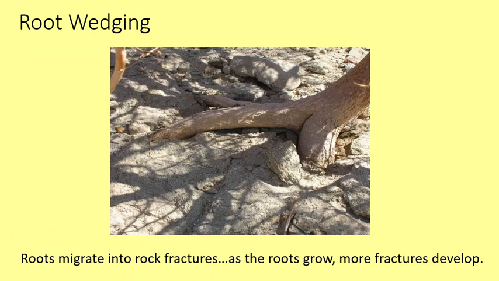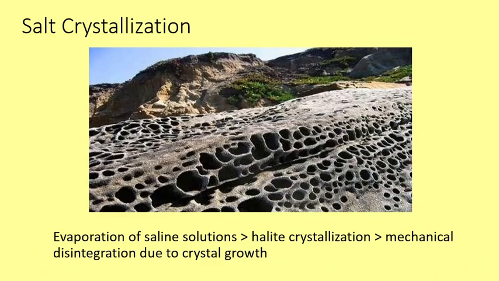Well, another mechanical weathering process probably most of us are familiar with is shown here. This is root wedging. And very simply put, it's when roots, plant roots, insinuate themselves into pre-existing cracks in the rock, and then the root grows, forcing apart the crack. So root wedging, like ice wedging, is yet another example of a mechanical weathering process.